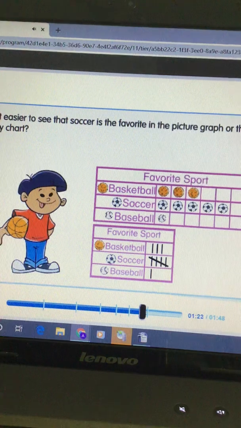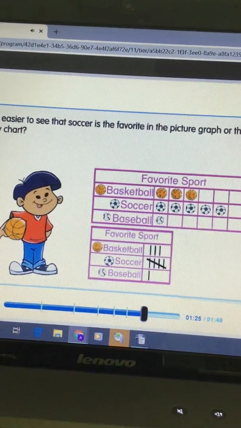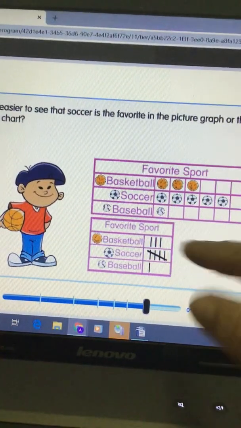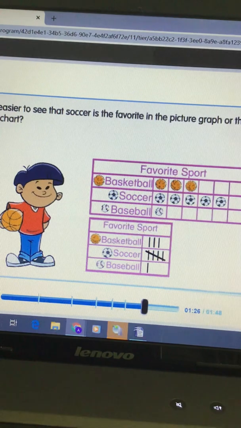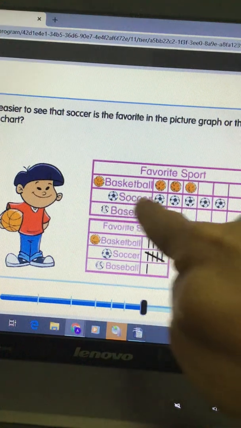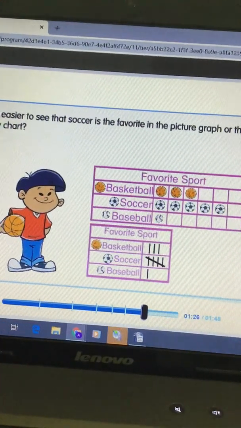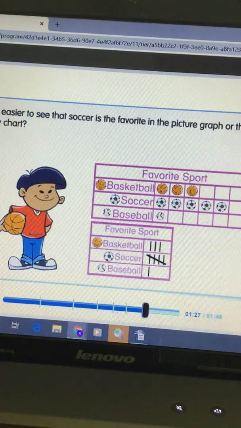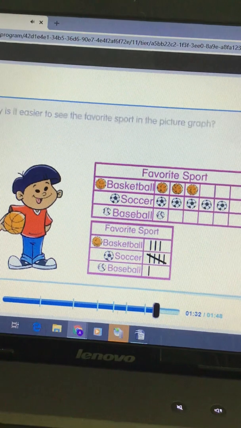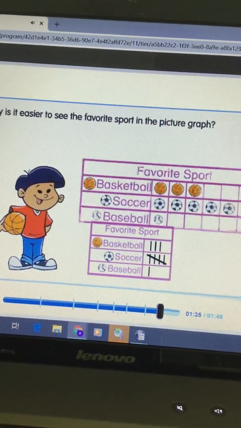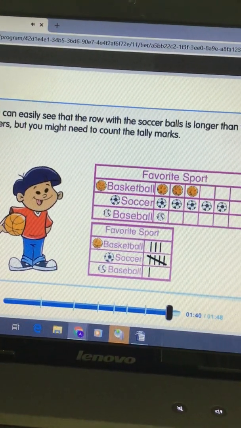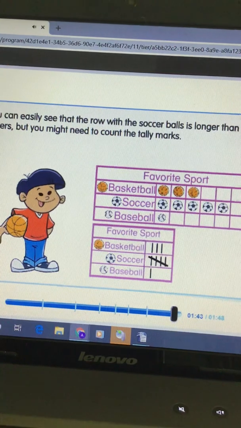Is it easier to see that soccer is the favorite in the picture graph or the tally chart? When we're looking at these 2 different things here, they want to know which one is easier for us to see which one had more and which one had less. We can probably look at the graph and tell right away that soccer had the most. It's easier to see in the picture graph. Why is it easier to see the favorite sport in the picture graph? You can easily see that the row with the soccer balls is longer than the others, but you might need to count the tally marks.